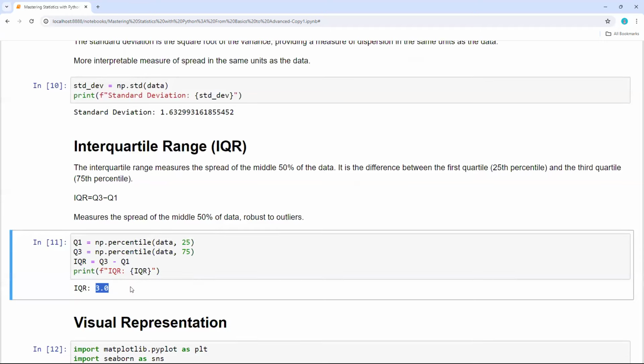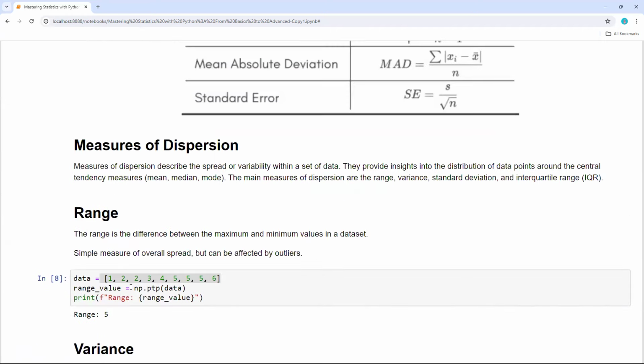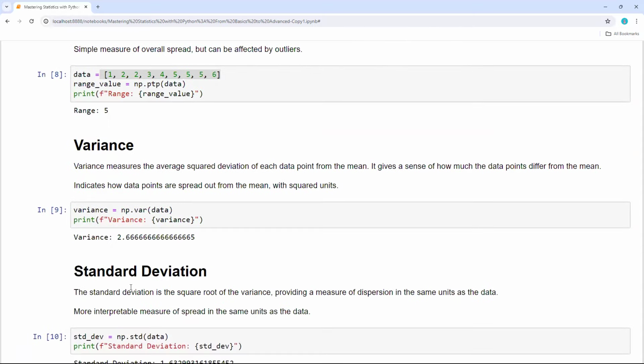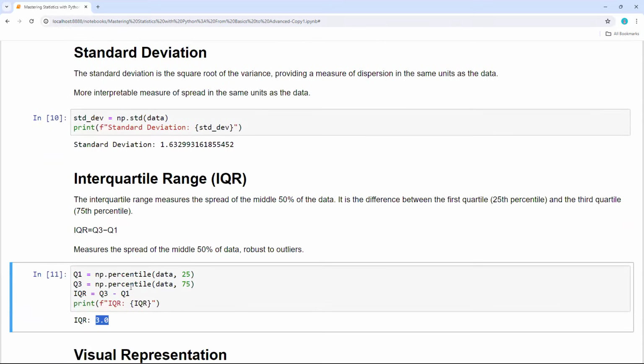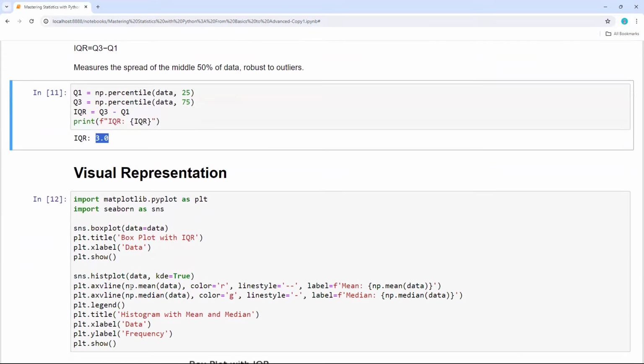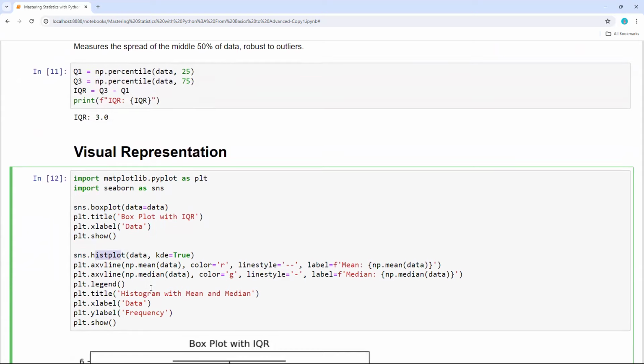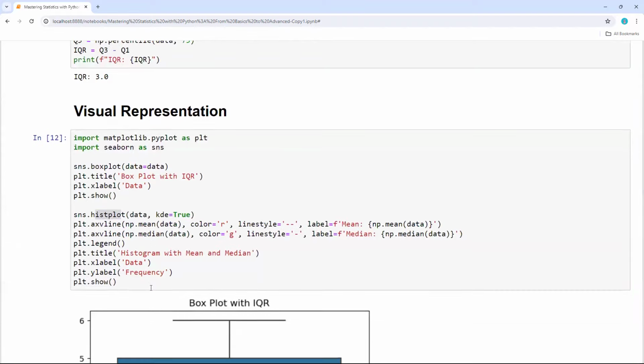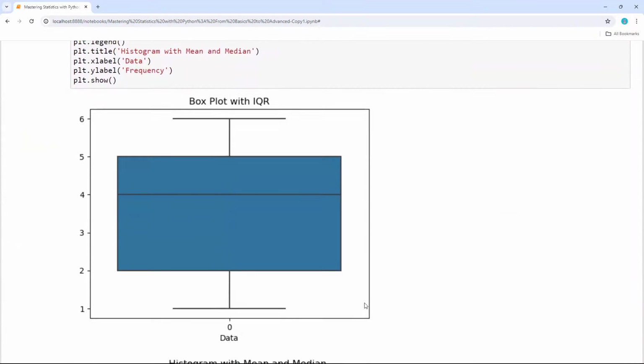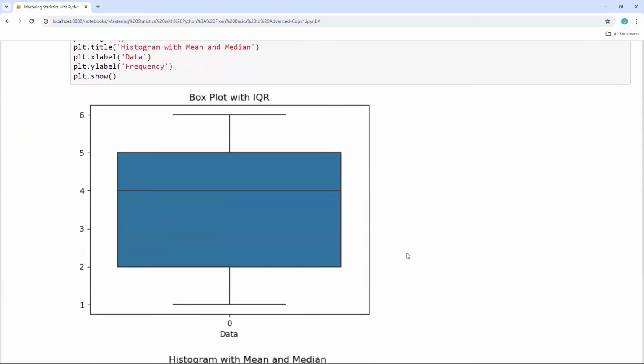If I wanted to visualize the same measures of dispersion, range, variance, standard deviation, and interquartile range, this is my syntax. I imported matplotlib and seaborn, and I'm using a box plot because it will give me a nice idea about outliers, and also a histogram because I just wanted to see the mean, median, and mode also. So this is my graphical or visual representation of the above details.